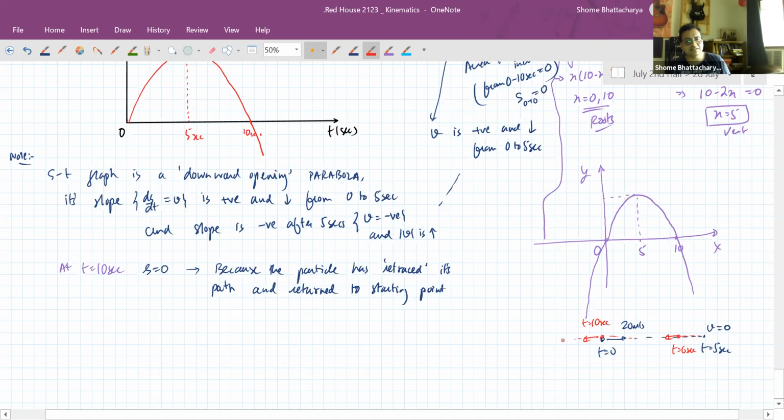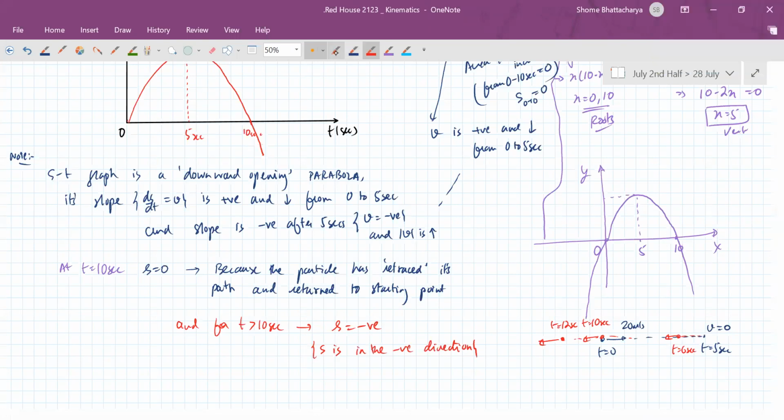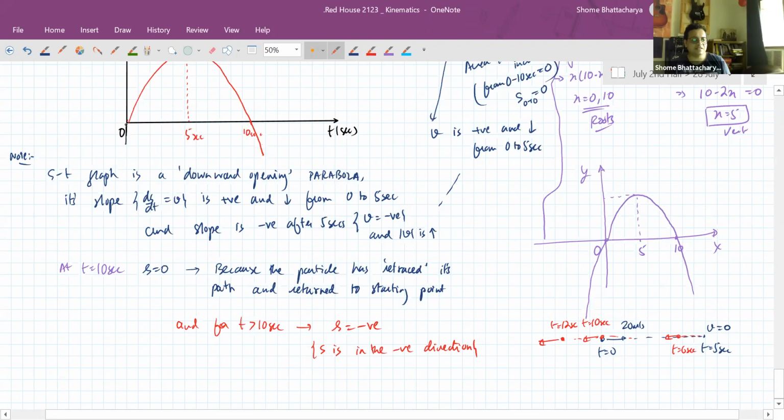But now what's happening after 10 seconds? For example, at 12 seconds, it's here. So its net displacement has become negative. You can see that for t greater than 10 seconds, the net displacement becomes negative. So its displacement is in the negative direction compared to where it had started its motion from. Understood this point now? Why this s is going in the negative direction? Yes, sir. Okay. It's basically gone past where it started from in the opposite direction.